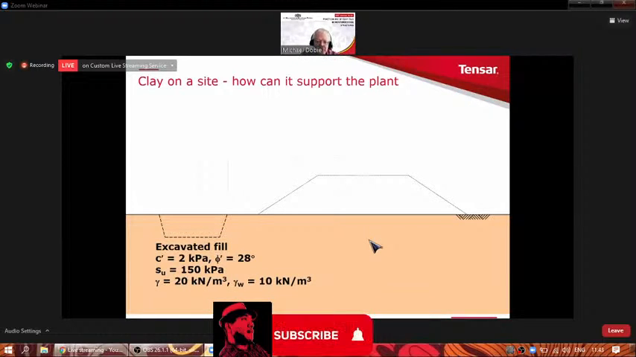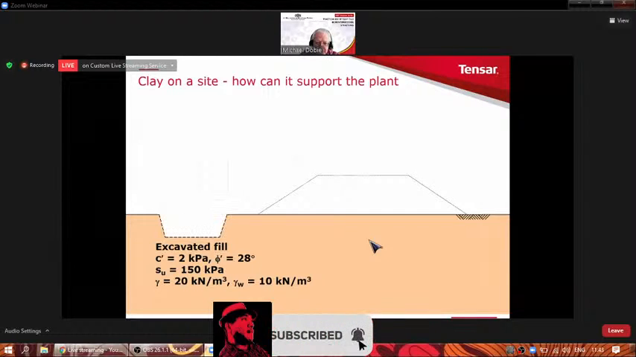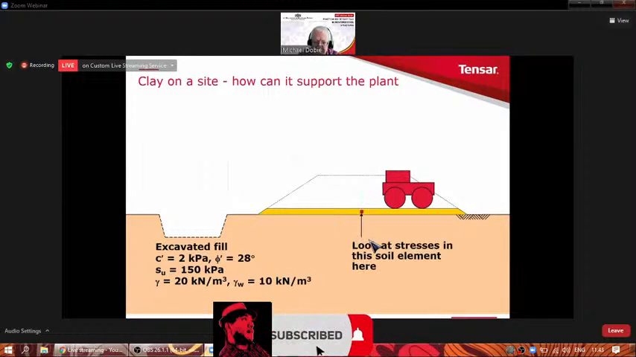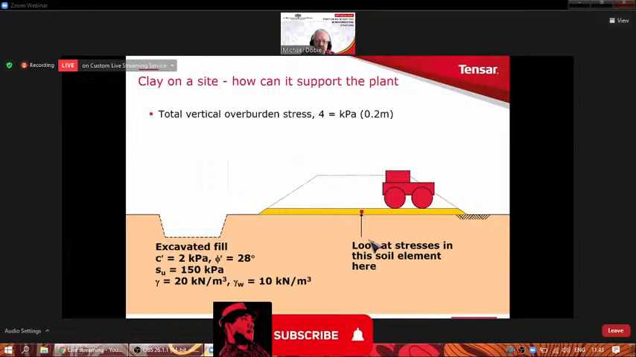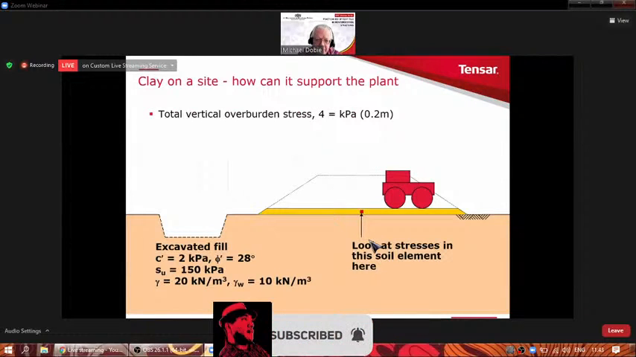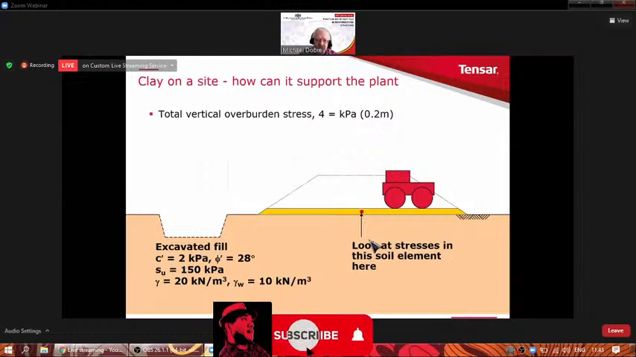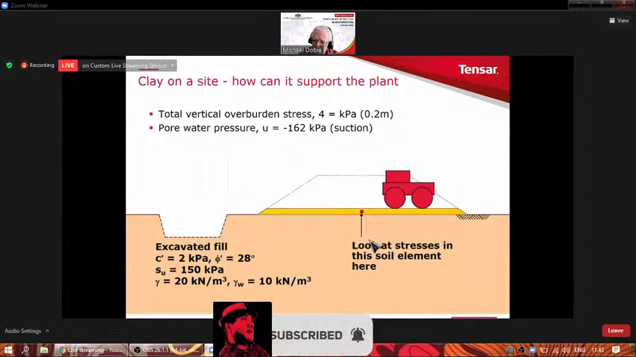So there is our initial situation, and we're going to excavate the fill from a borrow pit. We have those properties we mentioned earlier on. So we dig it out and we start to place it, and we run a compactor up and down there, and we look at that particular element just now, and what we found was that it had a total vertical overburden stress of 4 kilopascals at 0.2 of a meter, and the pore pressure was minus 162, which is the suction, of course. So that was when we first placed that layer.